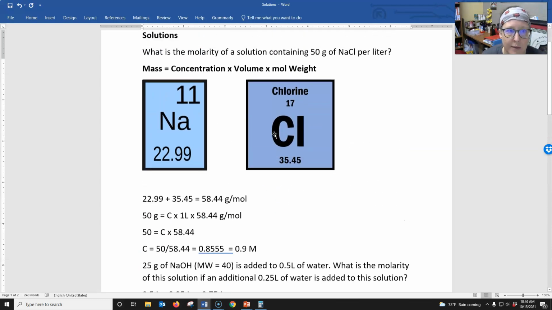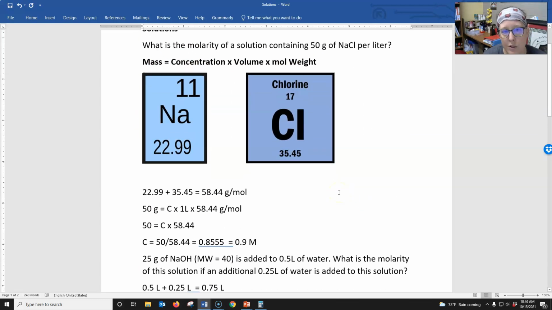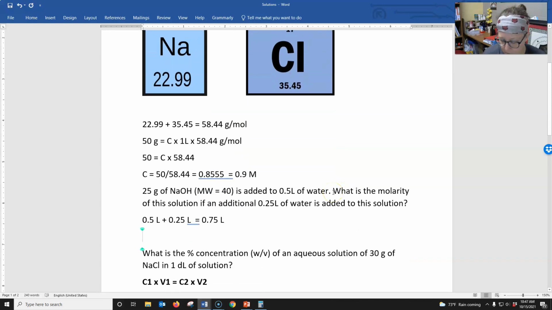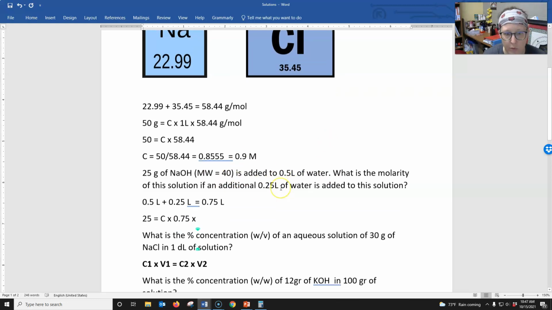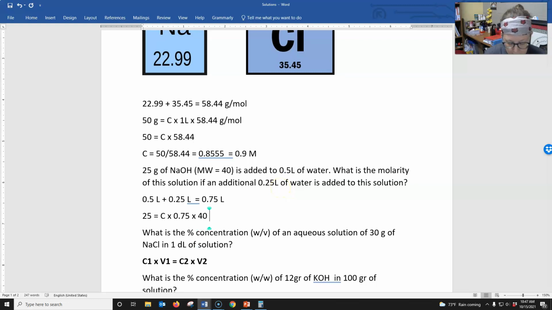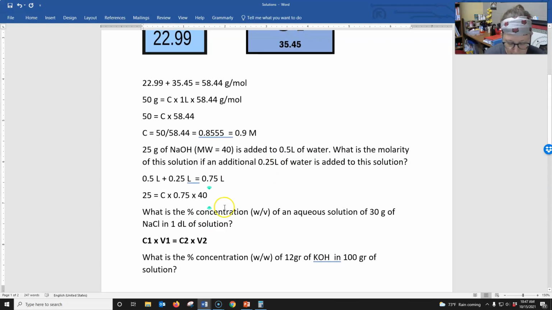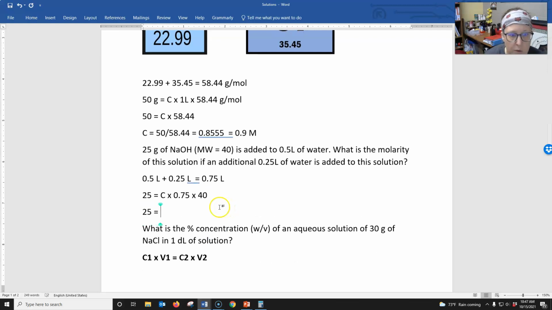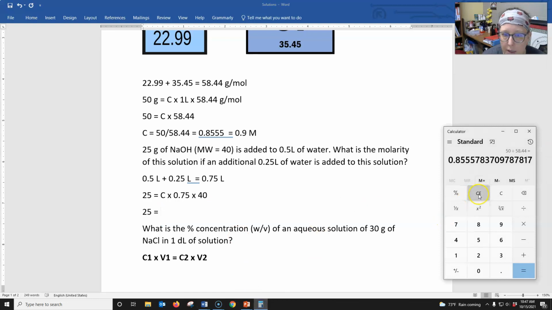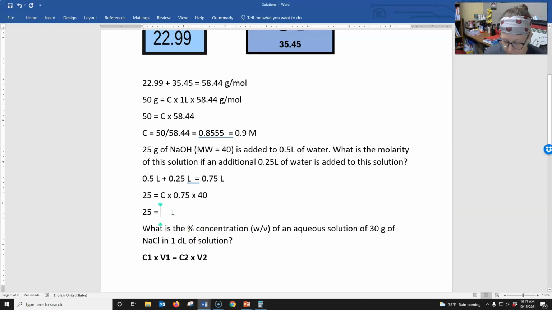And then we're going to do the same formula as we did here: mass equals concentration times volume times molecular weight. So the mass was 25 equals, the concentration is what we're looking for, times the volume, 0.75, times the molecular weight, which is given for you, here 40, okay? And so now 25 equals, we're going to go here, 40 times 0.75, so go ahead and do that. That's 30. So it's going to be basically 30C, or 30 times C, if you will.